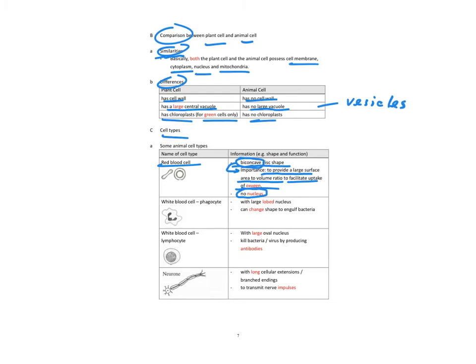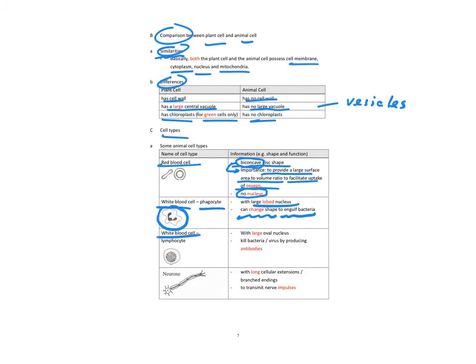helps increase the efficiency of the uptake of oxygen into the red blood cell from outside, for example from the lungs. The other type of animal cell would be white blood cell, for example the phagocyte. This white blood cell has a lobed nucleus, and it can change shape like an amoeba to engulf bacteria.